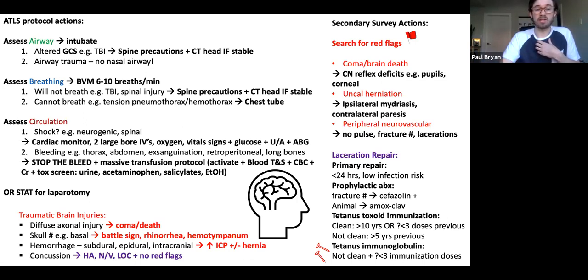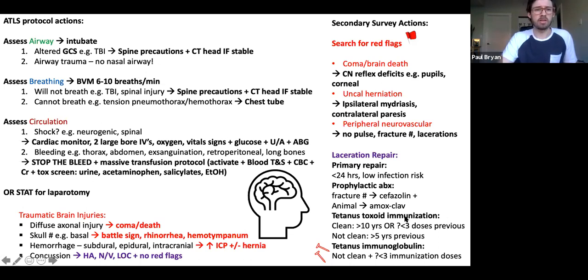So if they haven't had their primary series, or you don't know if they've had their primary series, you should just give it to them. Or if it's been more than 10 years since their last dose, whether it be a booster or their last primary series dose, it's been too long, you need to boost them up to give them more protection. And if it's not clean, that cutoff shortens to only 5 years since the last dose.